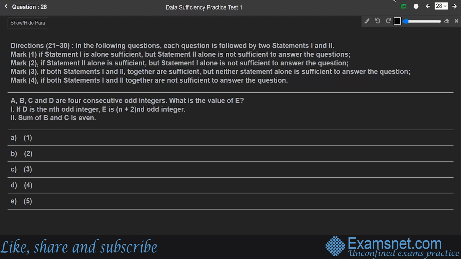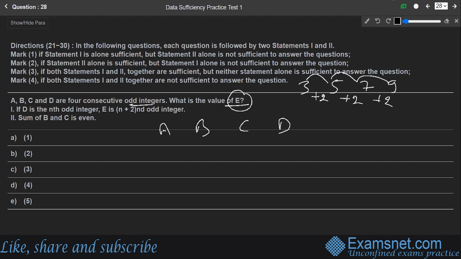So the question says A, B, C, and D are four consecutive odd integers. What is the value of E? Consecutive odd integers can be understood as 3, 5, 7, 9. So there is always a plus 2 gap. So these are called consecutive odd integers in a continuation. So these are A, B, C, D given. Then he says, what is the value of E?